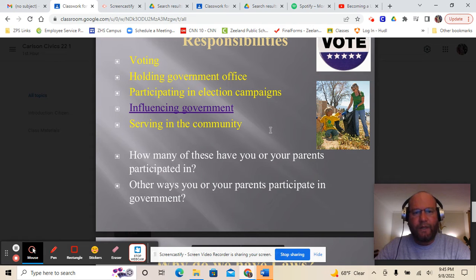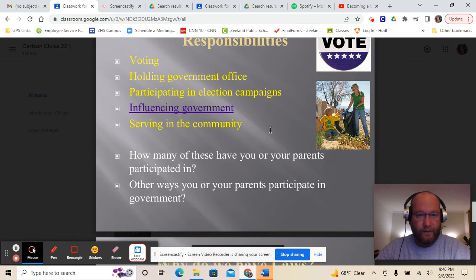The second one, holding government office. We obviously expect our citizens to do that. Now, not every citizen, but we expect some citizens to do that. When we talk about holding government offices, like you could be on the city council in Zealand, or you could be the mayor of Zealand, or you could go like the president. That's a government office. So there are all sorts of different levels of government offices.